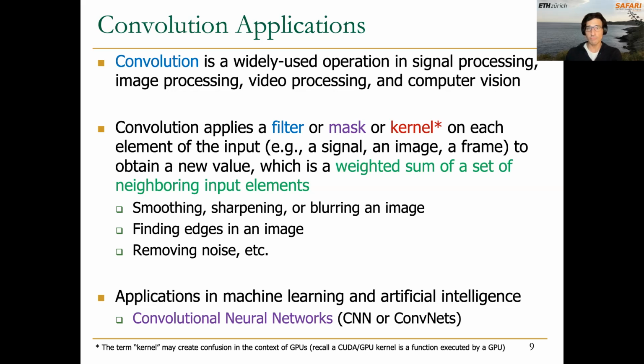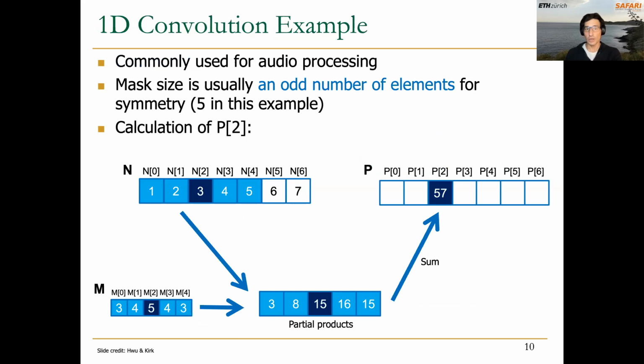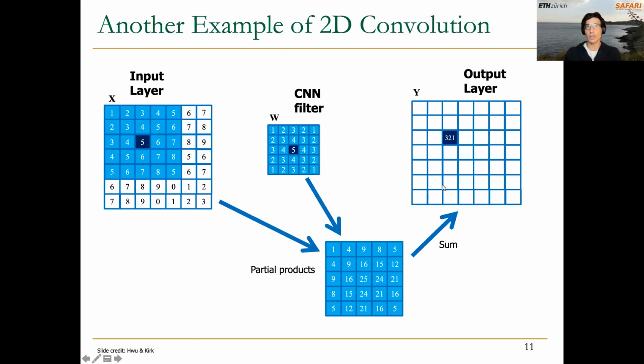convolutional neural networks or CNNs. Remember, convolution, we started with the example of 1D convolution, where we have a linear array, and on each of the elements of this input array, we apply the mask or the filter, we obtain some partial products, and then we sum all these partial products in order to obtain the final value that will go to the output array.